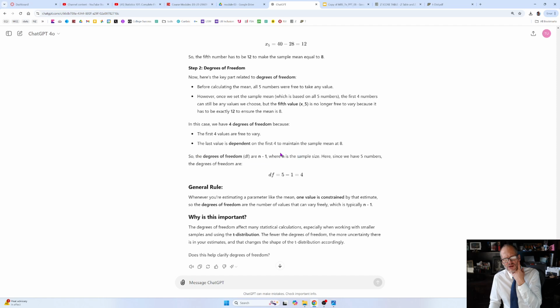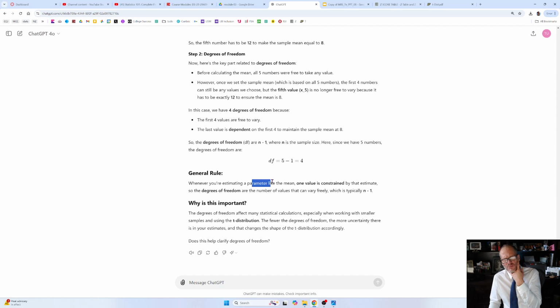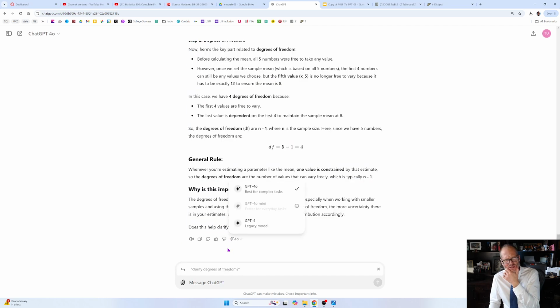So the degrees of freedom are n minus 1, where n is the sample size. Since we have 5 numbers, the degrees of freedom are 5 minus 1, which is equal to 4. General rule: whenever you're estimating a parameter like the mean, one value is constrained by that estimate. So the degrees of freedom are the number of values that can vary freely, which is typically n minus 1. Degrees of freedom affect many statistical calculations, especially when working with smaller samples and using the t-distribution. The fewer degrees of freedom, the more uncertainty there is in your estimates, and that changes the shape of the t-distribution accordingly. Does this help clarify degrees of freedom?